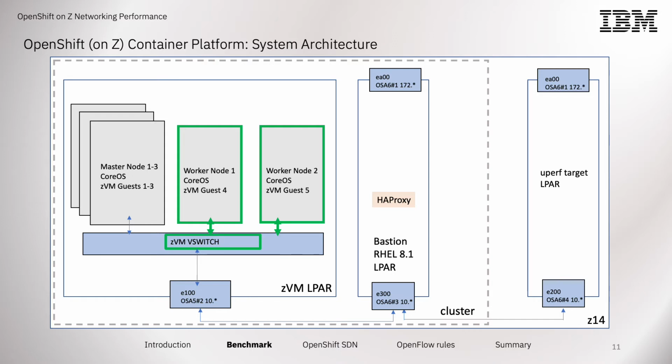As load balancer, we use the software solution HAProxy on a separate LPAR with a RHEL 8.1 installation. And for the analysis of the external connection, we have set up another LPAR which runs RHEL 8.1 and on which, for example, the uPerf client or server can be executed.